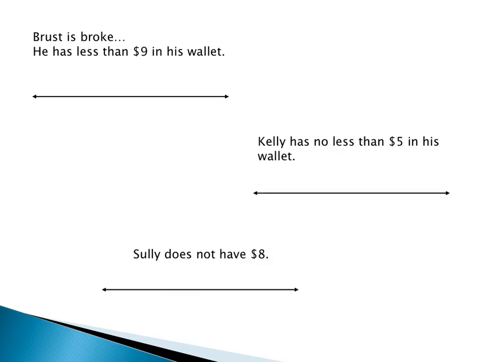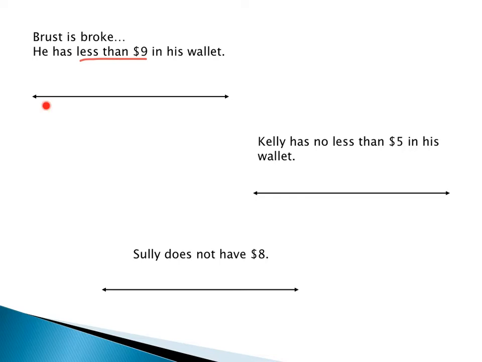All right, so first of all, let's talk about how we represent an inequality. Say he's broke. He has less than $9 in his wallet. You think about what this means, less than $9. So less than, that's our inequality. So he could have $8, could have $7. We don't know an exact amount, but we know that it's not $9, and it's less than $9.